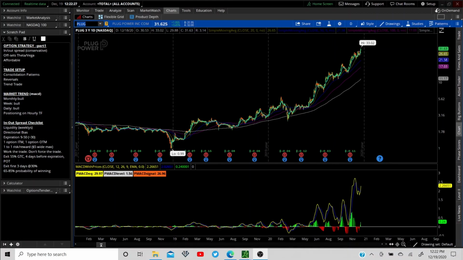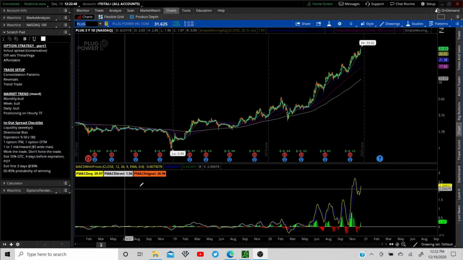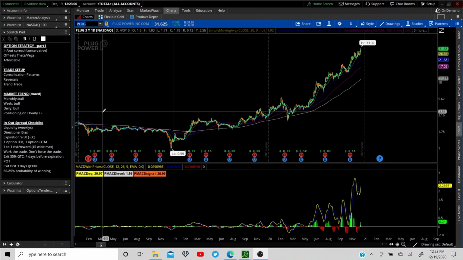Okay, so the next thing is our market trend. This is the biggest factor in the in-out spread of sticking with that trend, or obviously the reversal is the opposite of that, going counter trend. But sticking with the trend, that's our main way of knowing how to put the trade on. We're going to look at a couple different time frames, and if all those time frames, or at least 2 out of the 3, line up, then this may be the trade for you. You may be able to put this trade on.